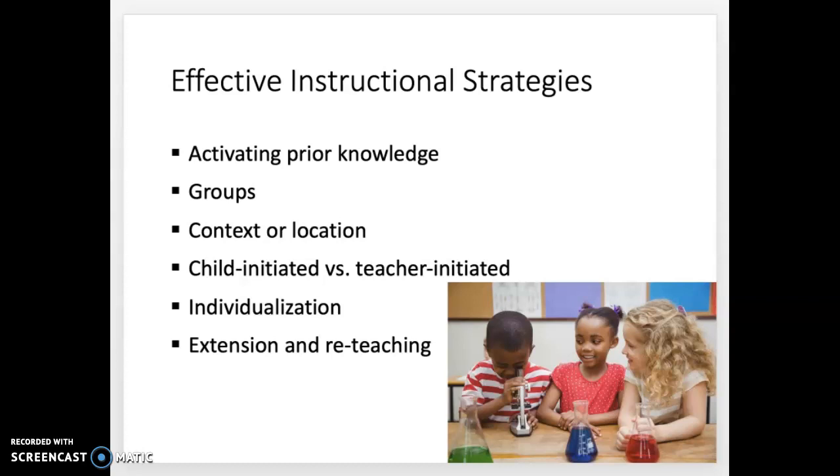So again, these are very broad, but these are some effective instructional strategies that you want to make sure that you are including in your individual lesson planning. Activate prior knowledge, group, context, or location of the lesson, whether it's child-initiated or teacher-initiated, and how you balance those two. Individualization, providing the appropriate supports and services to ensure that students are successful, and any extensions and reteaching that you might need to do to support your diverse learners in your classroom.